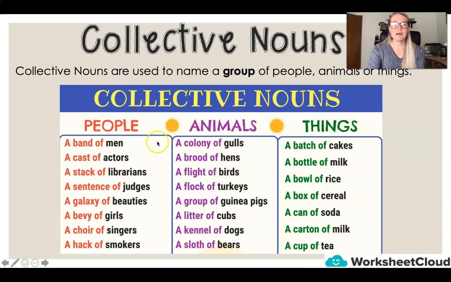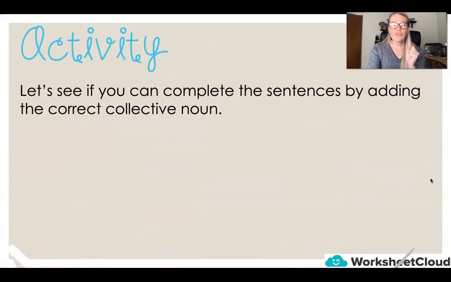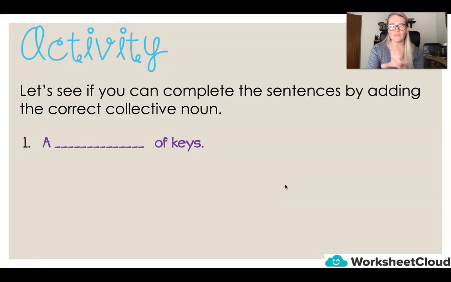And what's nice about collective nouns, and I remember, boys and girls, I didn't make up these collective nouns. These collective nouns are standard in the English language throughout the world. You see some more commonly than others, but there are so many collective nouns. So for the activity that you are going to do, I want to see if you can complete the sentence by adding the correct collective noun. So what do you think it's going to be if I say a what of keys?